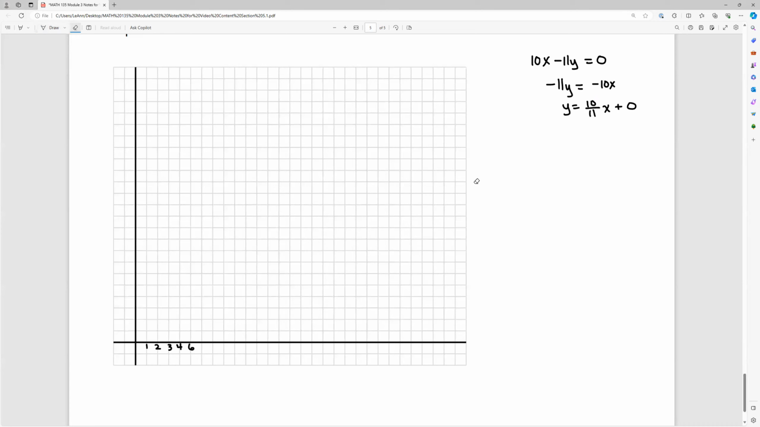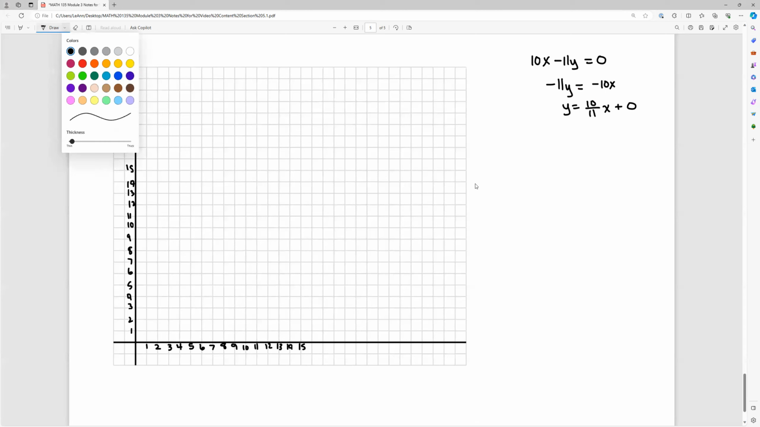Oops. And I need to not write and talk at the same time. So this is 5, 6, 7, 8, 9, 10, 11, 12, 13, 14. I'm going to go to 15. Same thing on my y-axis. 1, 2, 3, 4, 5, 6, 7, 8, 9, 10, 11, 12, 13, 14, and 15. Okay, so 0, 0 is a point on my graph for my boundary line.